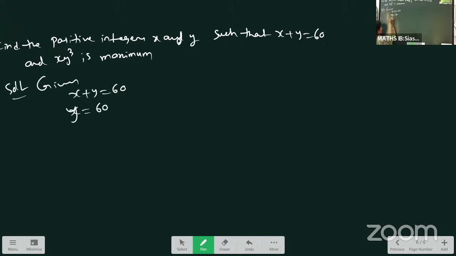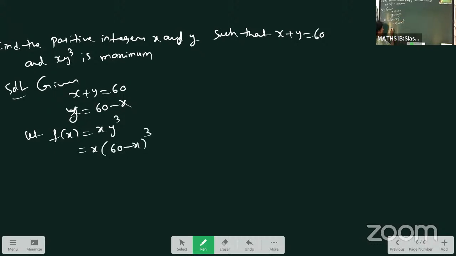Better we change y. Y is equal to what? 60 minus x. So y is equal to 60 minus x. Now, we want to prove xy cube value is maximum. So for that, let f of x is equal to xy cube. So in that, x into y cube means 60 minus x whole cube.